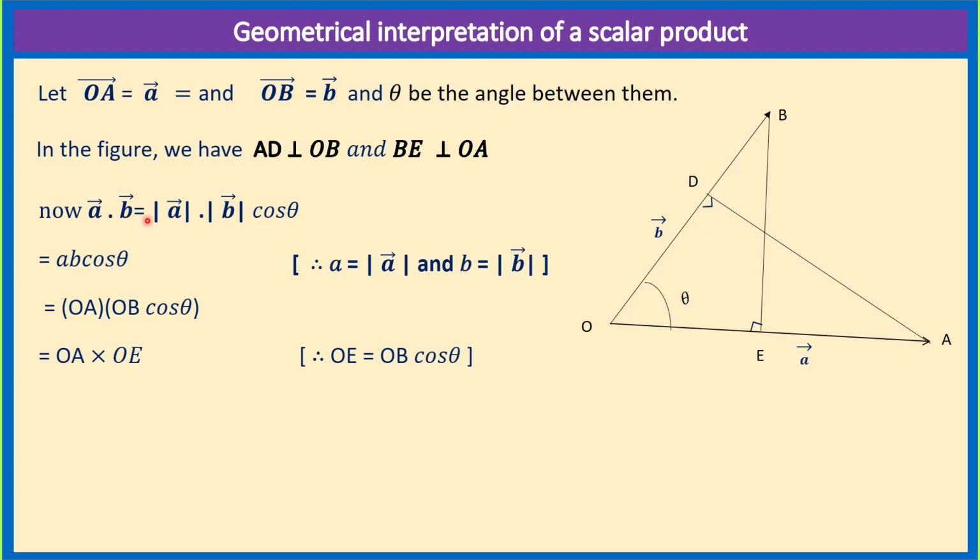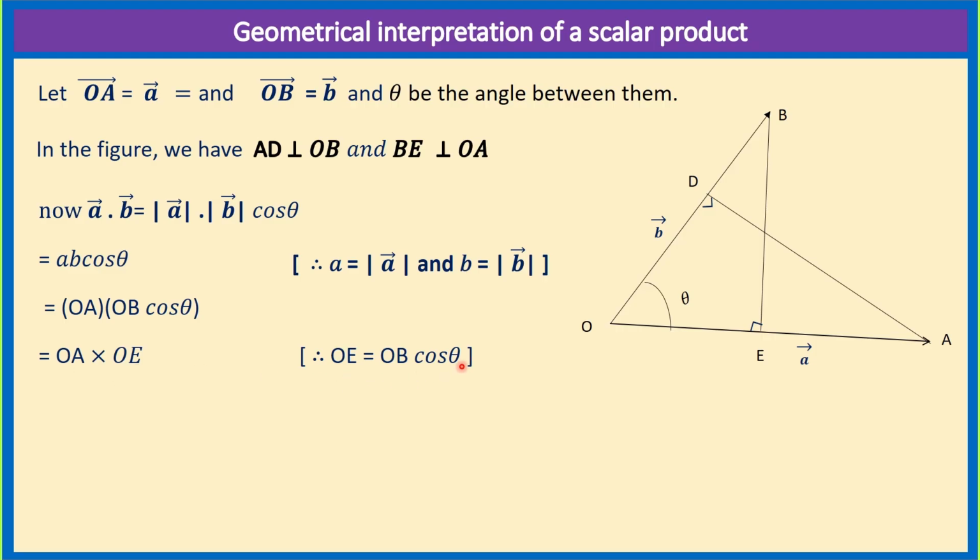Now we can write vector A dot vector B is equal to modulus of vector A times modulus of vector B cos theta, or that is equal to AB cos theta. Here A is equal to modulus of vector A and B is equal to modulus of vector B, or we can write as OA multiply OB cos theta, or that is equal to OA multiply OE. Here OE is equal to OB cos theta.